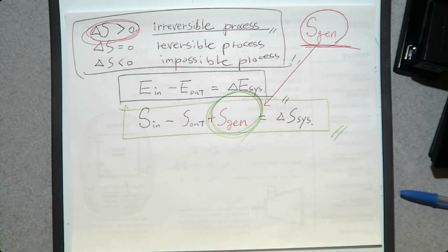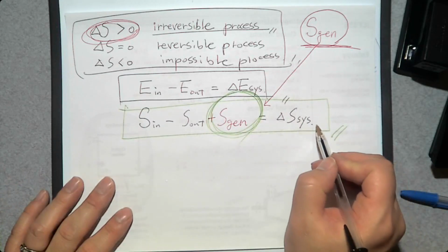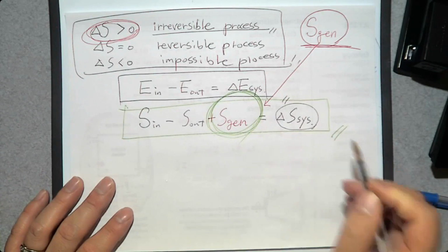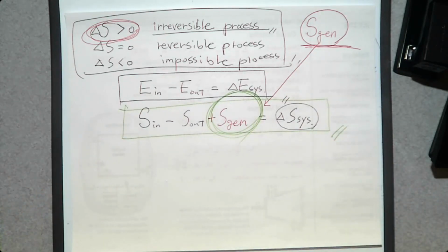Are they difficult? Not at all. So let me go over together how to determine each term. The first one is the right-hand side. Can we determine the change of entropy of a system?